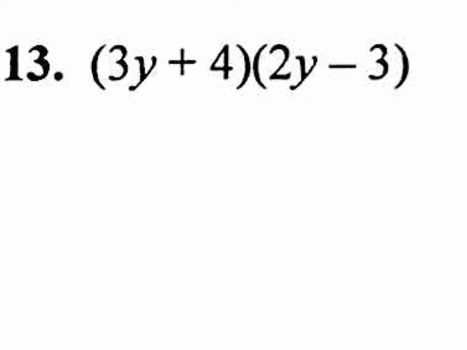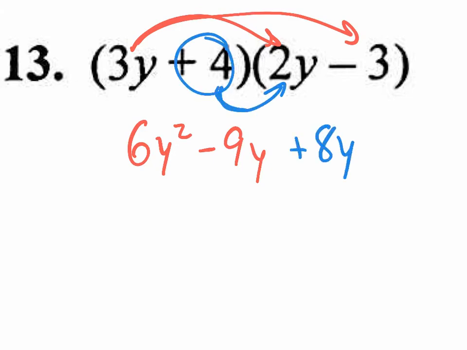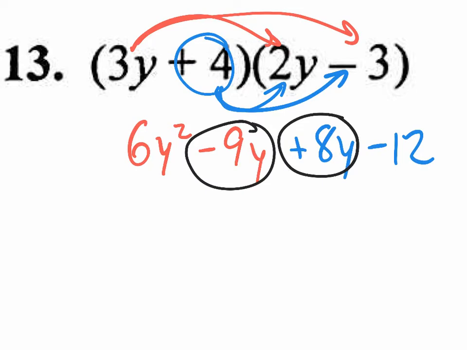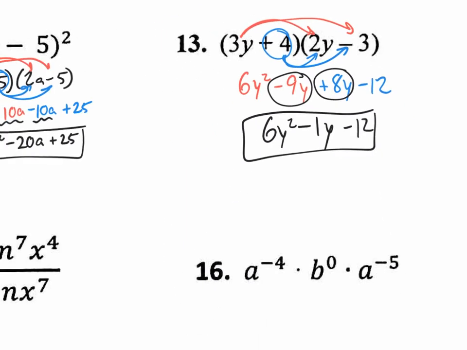Distribute 3y times 2y, that's 6y squared. 3y times negative 3, that's negative 9y. And then positive 4 times 2y, that's positive 8y. Positive 4 times negative 3 is negative 12. Of course, combine the middle terms, the negative 9y with the positive 8y, that's simply negative 1 of those y's. Bring down the 6y squared, the minus 12, and that's your answer for number 13.